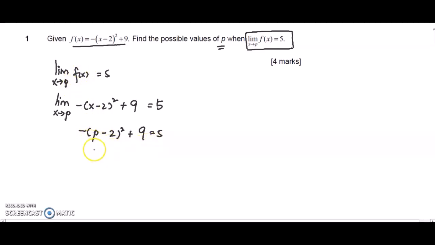Now we're going to solve for this equation. We have negative (p minus 2) squared equals negative 4. Multiply negative 1 on both sides, you have 4. Now you want to eliminate the square, so you take the square root on both sides. Sorry, you have positive negative 2, because the square root of 4 equals 2.